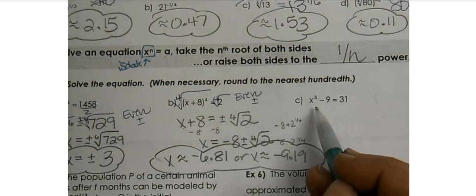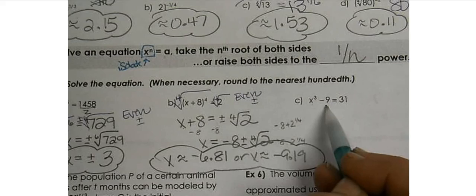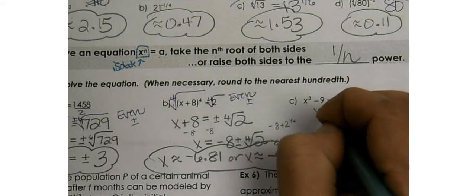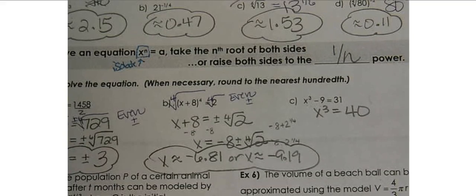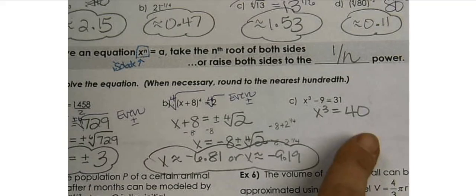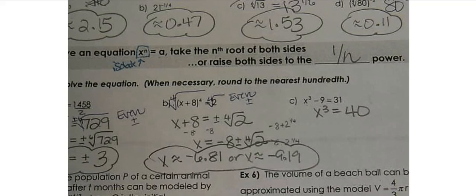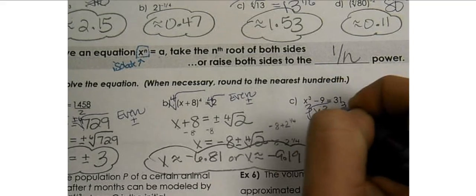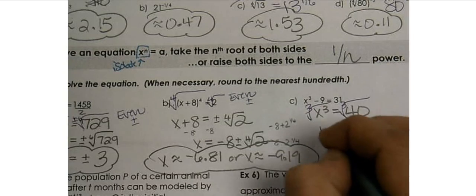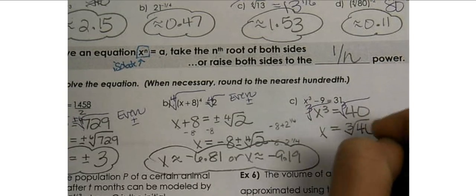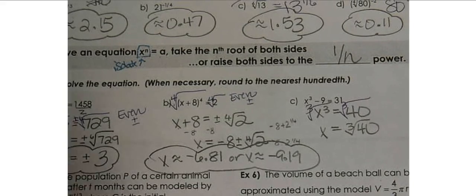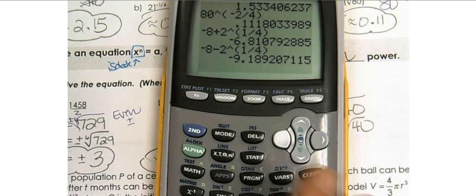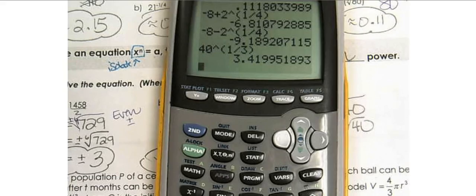In letter C, notice that we have an extra 9 here, so I'm going to get rid of that by adding 9 to each side, and I get x cubed equals 40. Okay. And notice that because this is an odd root, I won't need the plus or minus when I take the cube root of each side. So I'm just going to take the cube root of 40, and 40 doesn't have a cube root that is rational. So I can put that in my calculator as 40 raised to the 1/3, and I get about 3.42.